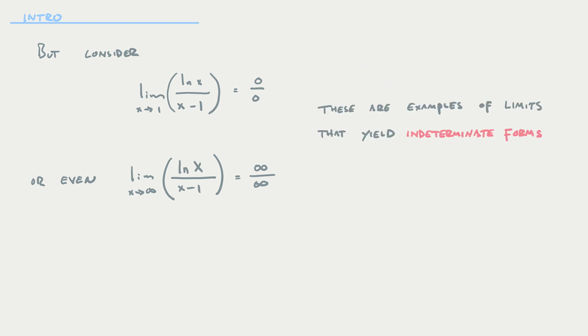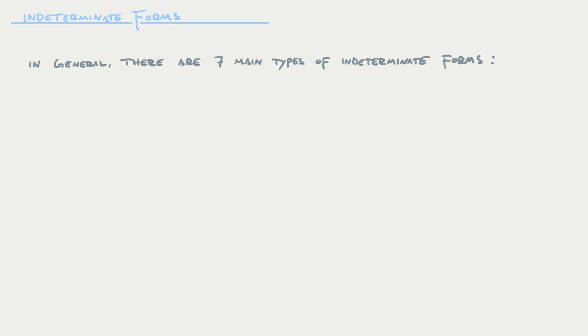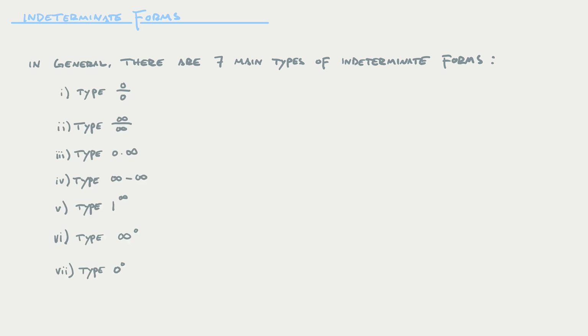0 over 0 and infinity over infinity, by the way, are examples of limits that yield indeterminate forms. Right? These things are indeterminate forms, which are expressions that we obtain from limits that we just don't know what they are. We don't know how to calculate those things. There's 7 of them in total, 7 main forms, I should say.